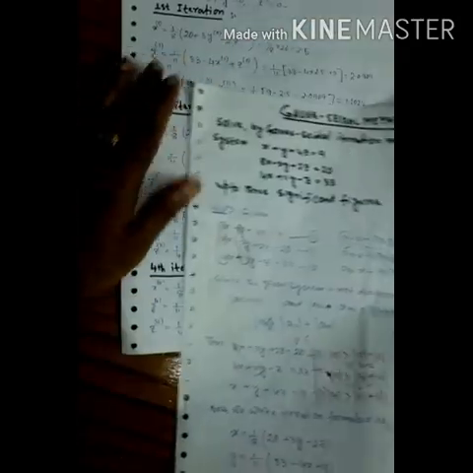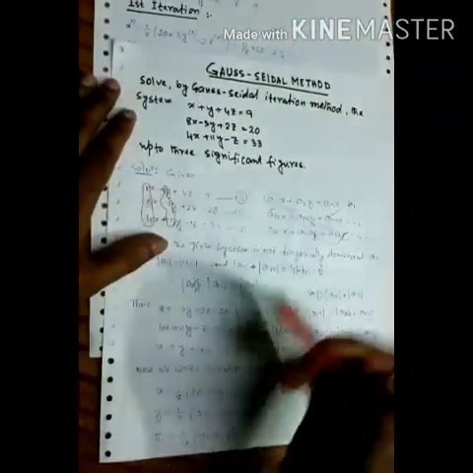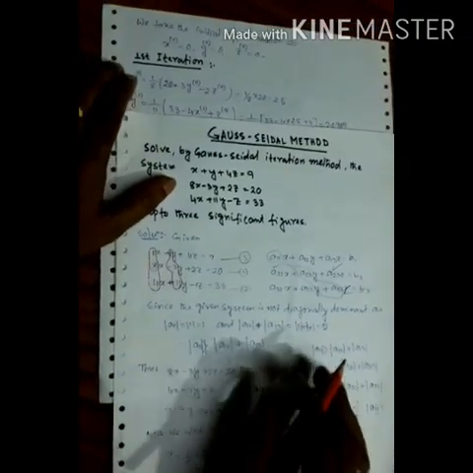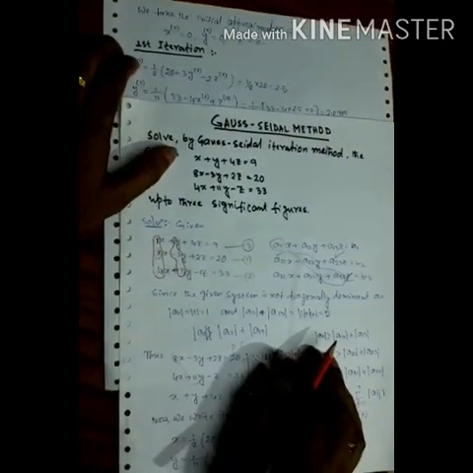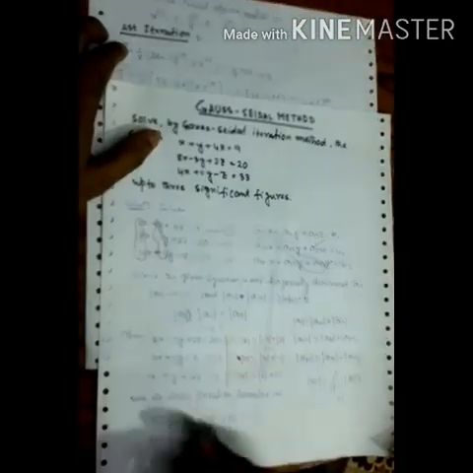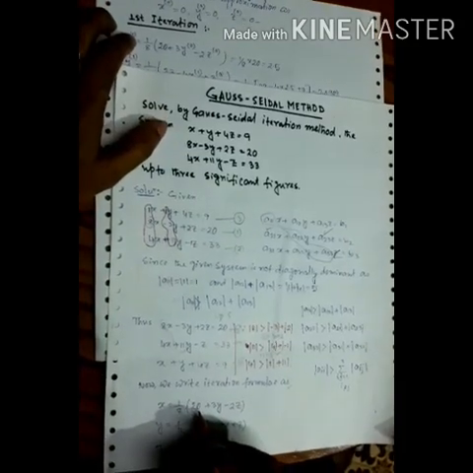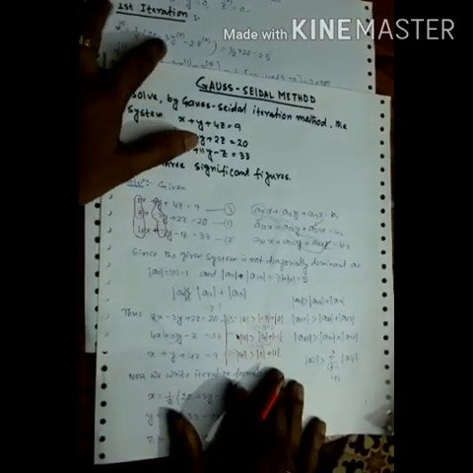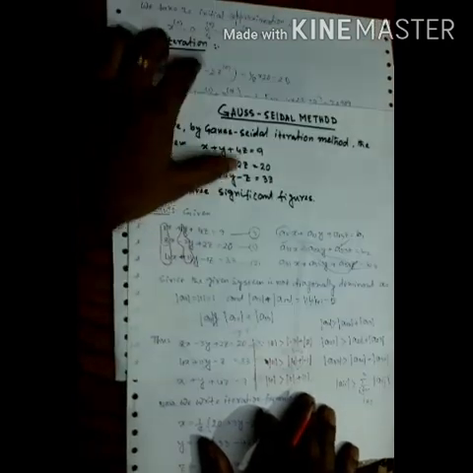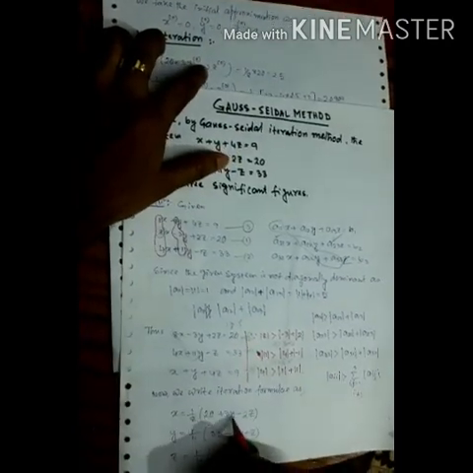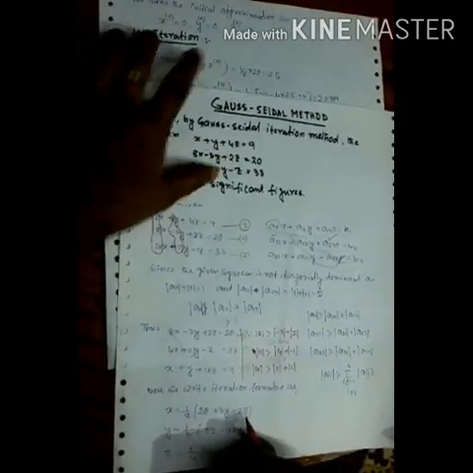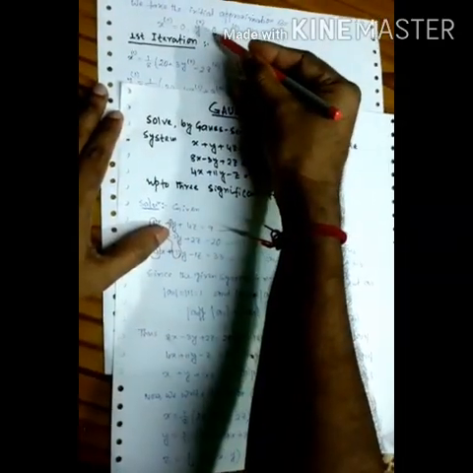Look at the given system of equations. In the first iteration, using x superscript 1, meaning iteration number 1, we put x equals 1 by 8 times 20 plus 3y at 0, initial value, minus 2z at 0, initial value. So here initially we know y0 and z0.